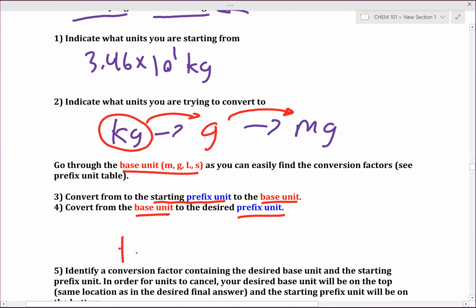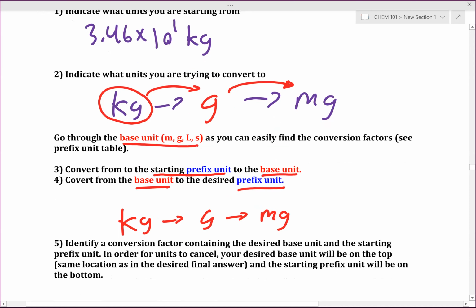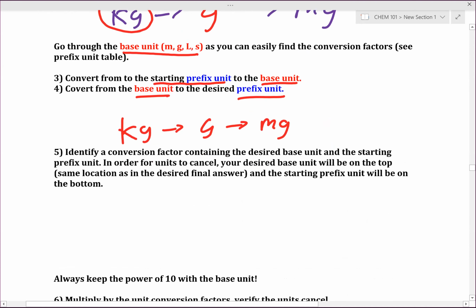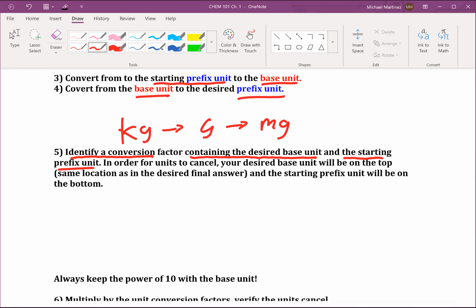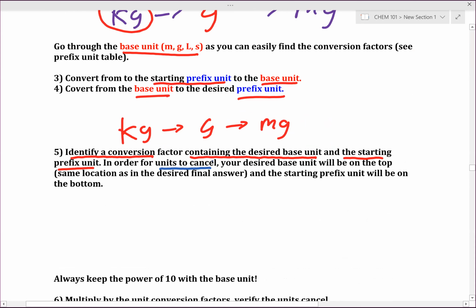Okay, so just to summarize, we're going from kilograms to grams to milligrams. I always like to make these problem-solving maps because it helps me organize my thoughts. Okay, so to this end, we have to identify a conversion factor containing the desired base unit and the starting prefix unit. Okay, perfect. We have our rules in place. In order for the units to cancel, your desired base unit will be on top and the starting prefix unit will be on the bottom. So let's show what I mean.